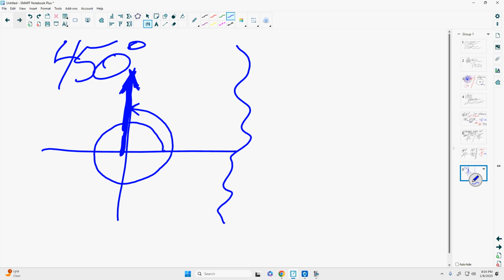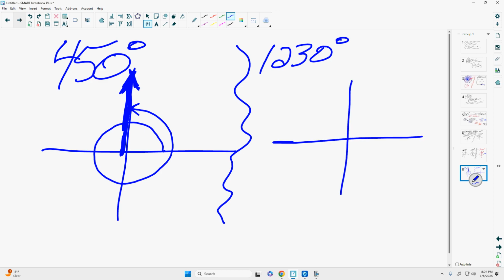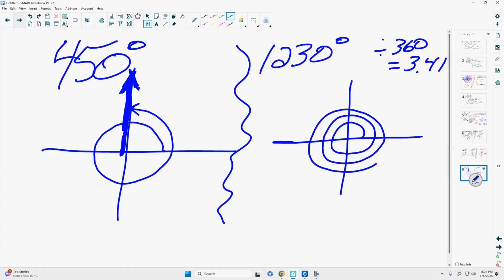Also, I could draw, let's do something crazy. Let's do 1,230 degrees. Huh, okay, here we go. First thing I'm going to do is turn on this calculator that hasn't been used in a month. 1,230, and I'm going to divide that by 360. I get 3.41. Okay, so I'm going to go around 3 times. Ready? 1, 2, 3. Right?